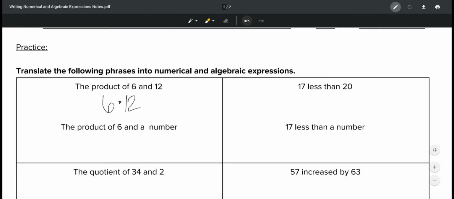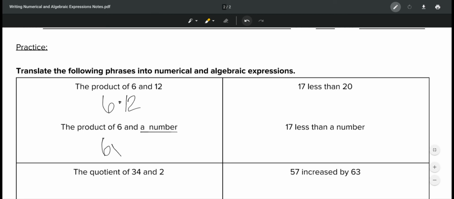So the one below says the product of 6 and a number. They don't tell me what the number is. When I don't know what the number is, that's when we use a variable. So I'm still doing multiplication because it says product. I'm still using the number 6, but instead of putting 12, I'm going to put a number.